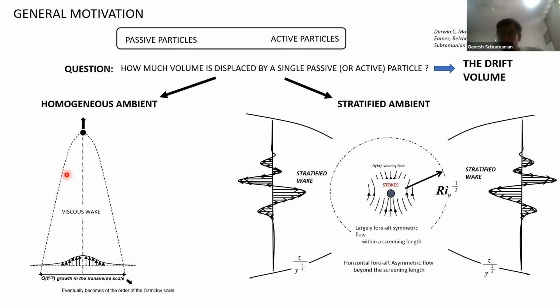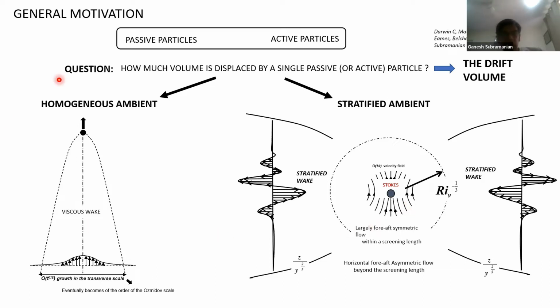which lends some sort of credence to the drift volume hypothesis, that if it were indeed a homogeneous ambient, then yes, a single particle might be able to drag a significant amount of fluid. But the authors had also neglected stratification, and that became an interesting question. So how much volume will a particle drag, a passive or an active particle? And I'm worried more about a passive particle because their velocity field tends to be stronger. How much volume does a passive translating particle drag in the course of its motion through a stratified ambient?